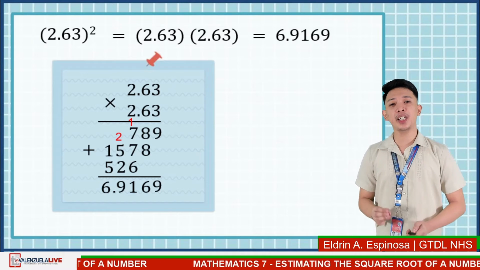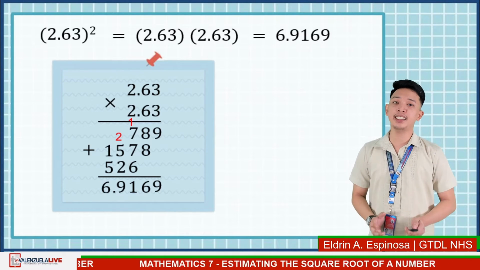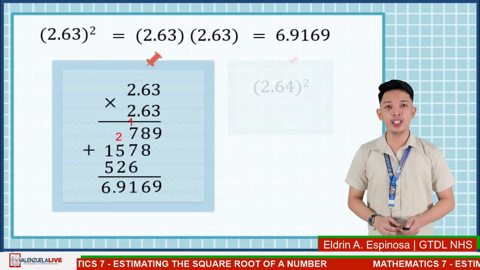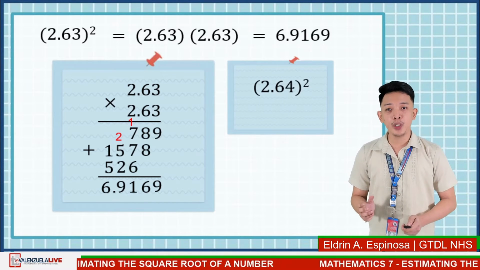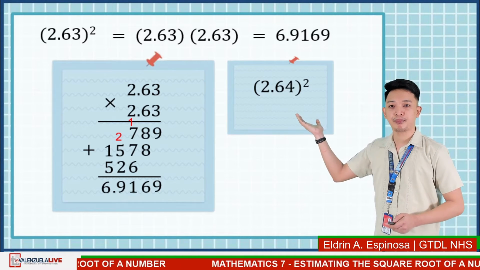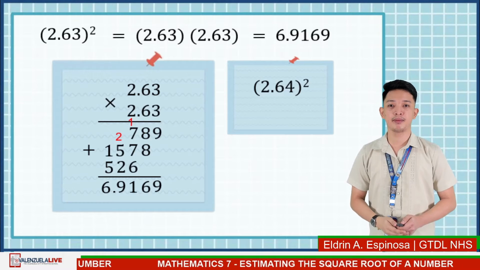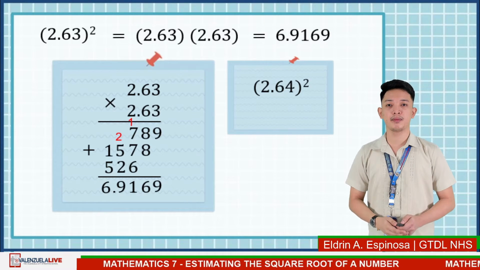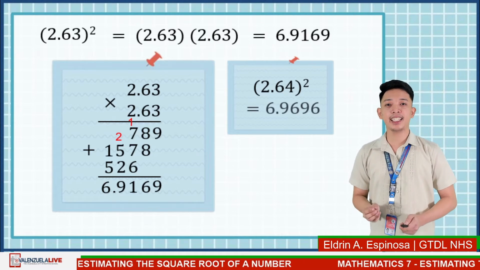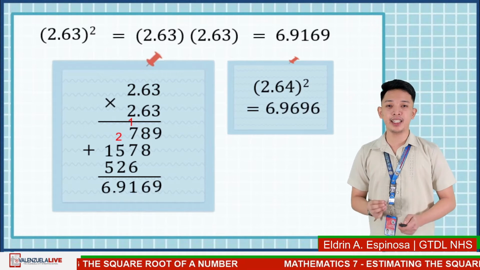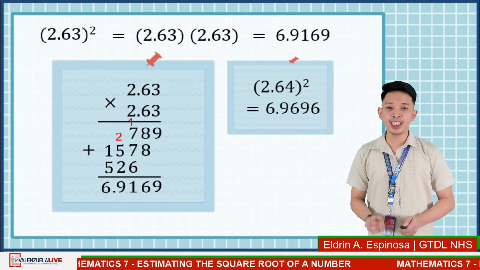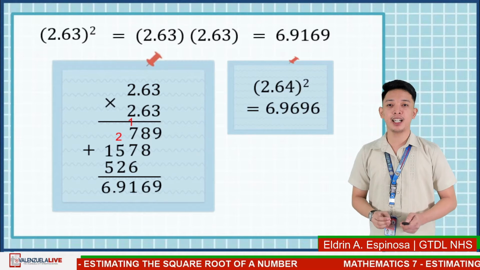So that's already close to 7. So let's try another decimal number. For instance, the square of 2 and 64 hundredths. Will you get your pen and paper and try to multiply this number? If your answer is 6 and 9,696 10,000s, then you are correct. That's pretty close to 7.